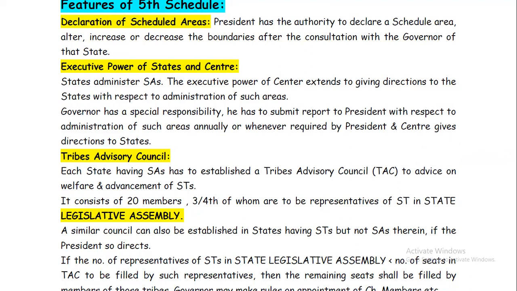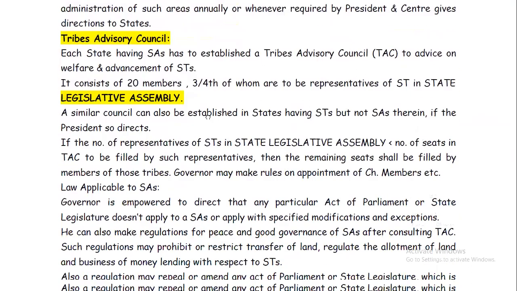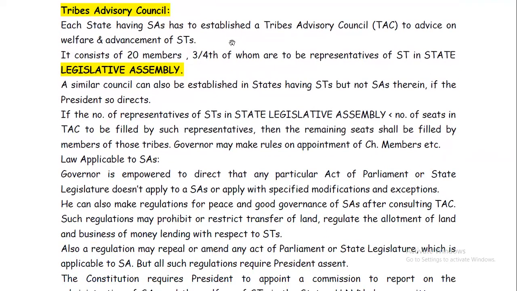So we have seen that the Center, that is basically through the President, has exclusive power on administering these scheduled areas. Tribes Advisory Council. Each state having scheduled areas has to establish a Tribes Advisory Council, that is TAC, to advise on the welfare and advancement of the STs. Now, this Tribes Advisory Council consists of 20 members.